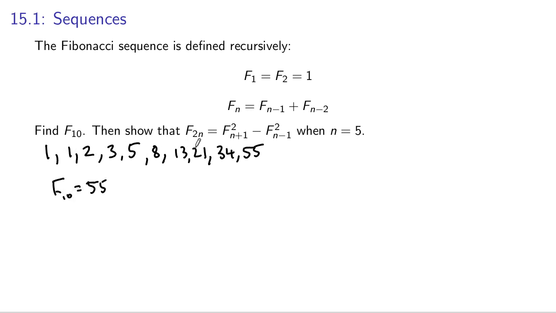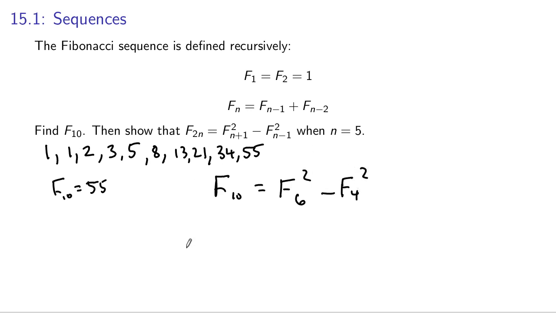Now it says show that F of 2 sub n equals F of 2 times n, so equals the Fibonacci number at n plus 1 squared minus the Fibonacci number index n minus 1 squared. So when n is 5, we're trying to show 5 times 2 is 10. Trying to show f of 10 equals 5 plus 1 is 6. F of 6 squared minus f of 4 squared.